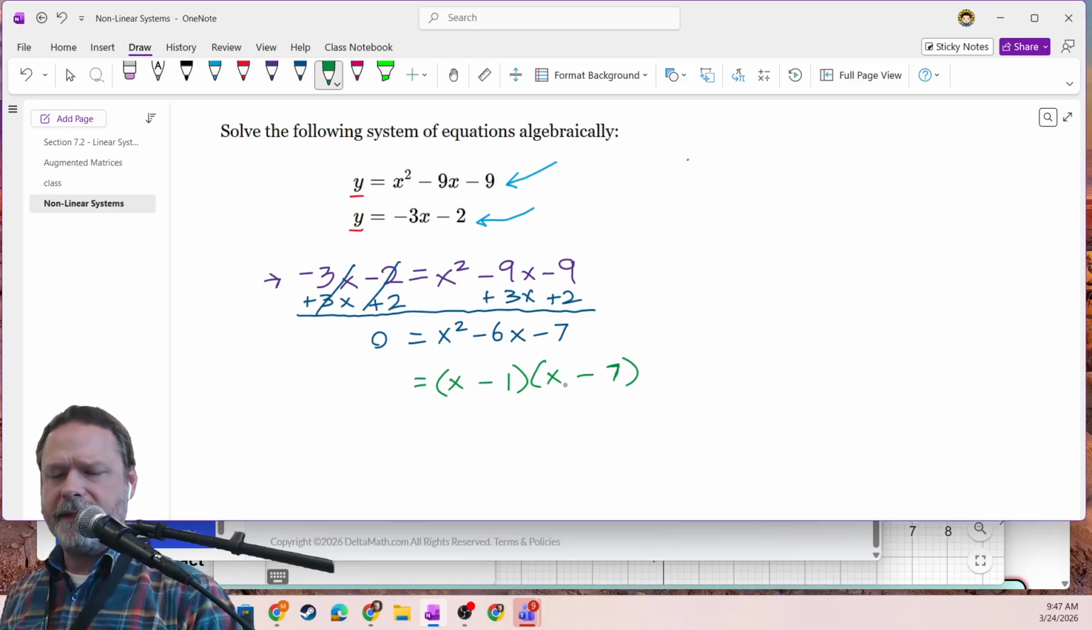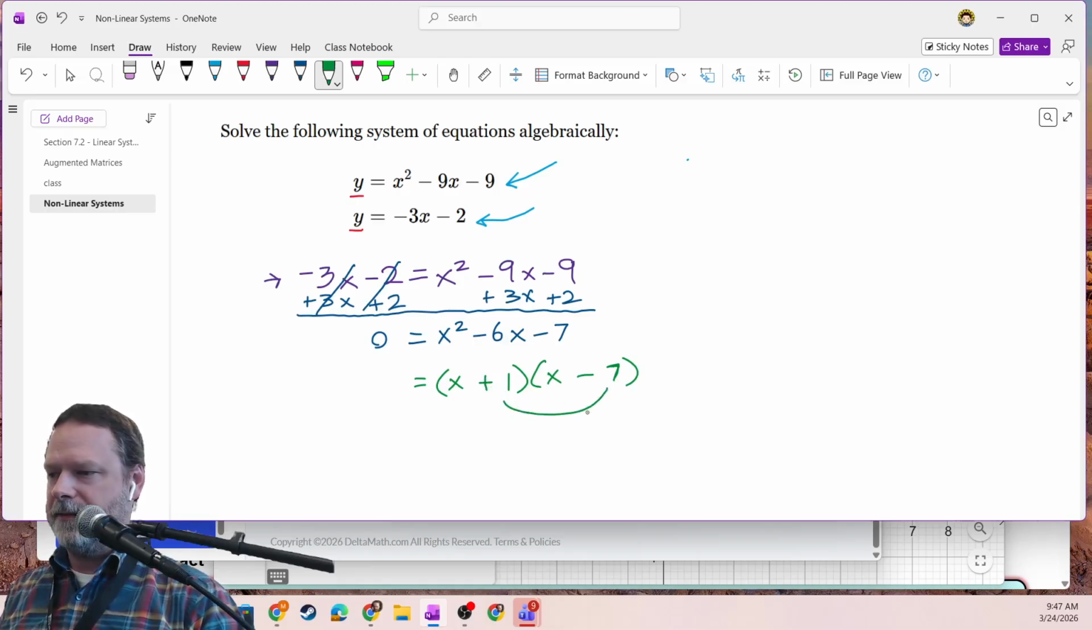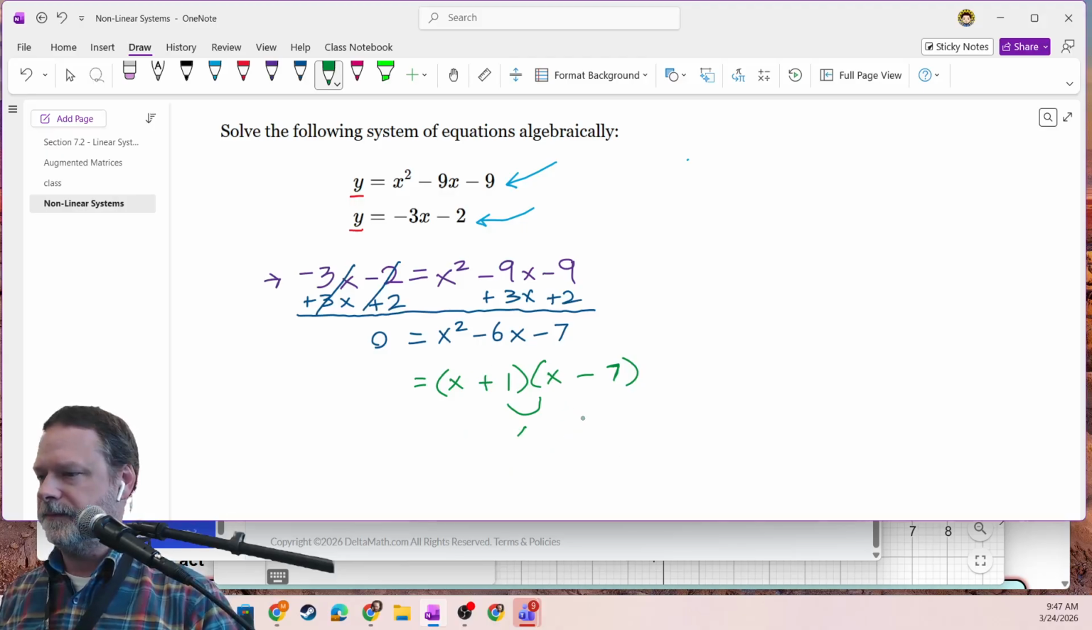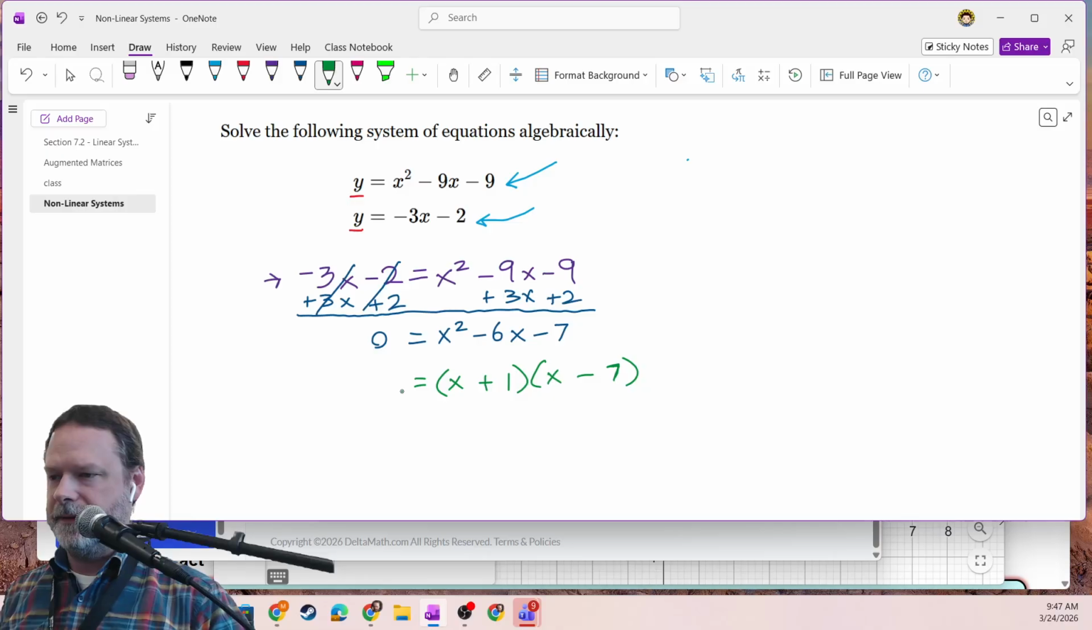But one of them needs to be positive, since we have a negative 7 here, but we have a negative 6 here. So the 7 needs to be negative and the 1 needs to be positive. Then we're going to have negative 1 times 7 is negative 7. That's going to be good. And then the middle term is going to be x and negative 7x. That'll get us negative 6x. So we're good. Cool. There it is.